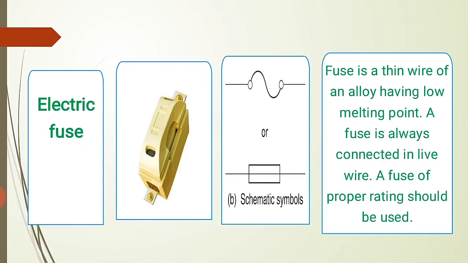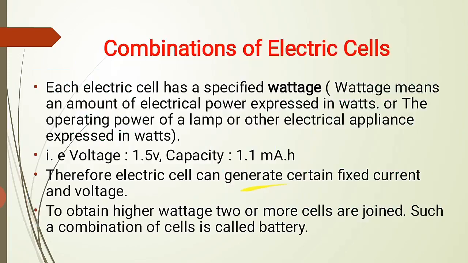Next, combination of cells. Each cell has a specified wattage. Wattage means an amount of electrical power expressed in watts, or the operating power of a lamp or other electrical appliances expressed in watts. That is known as wattage, right?